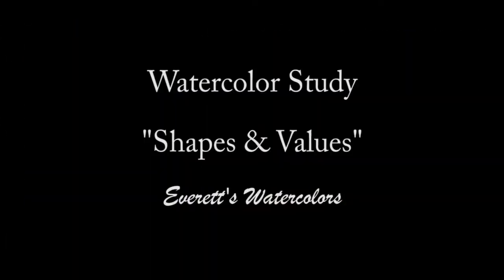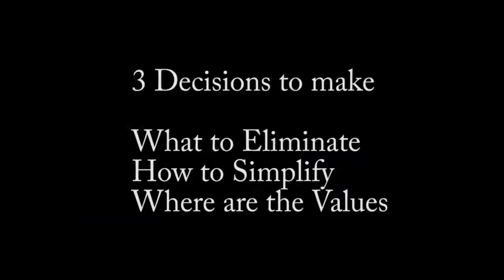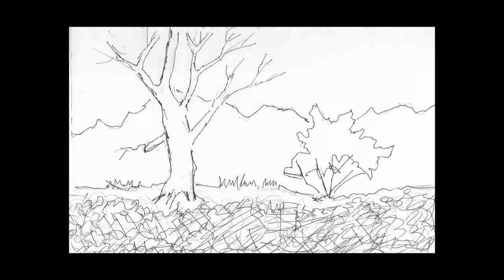Today we're going to do a watercolor study, and it's about shapes and choosing values. There's a landscape picture I took the past weekend. But the first decision I have to make is, what can I eliminate? How can I simplify that scene? And where are the values? The starting point is to make a thumbnail sketch, and we're going to go over this and do several discussions about it.